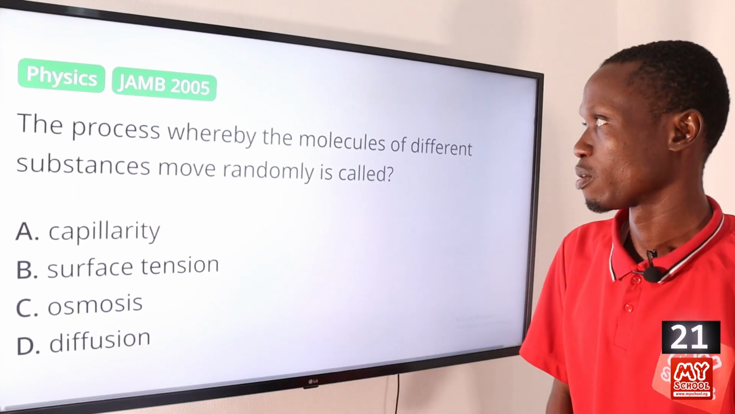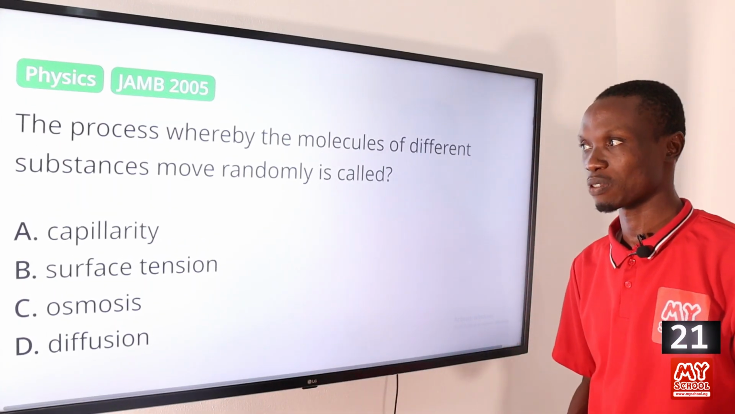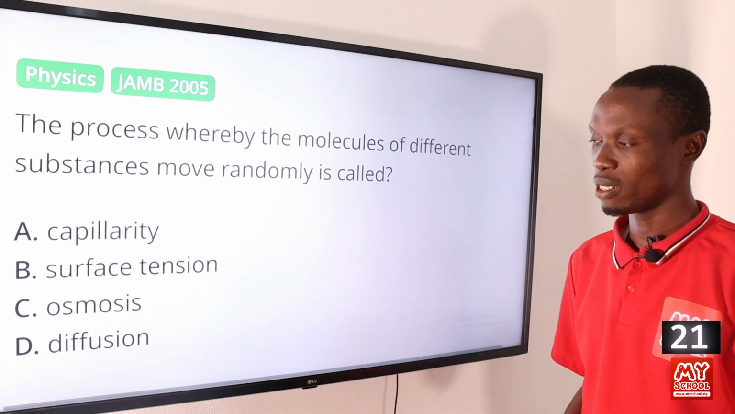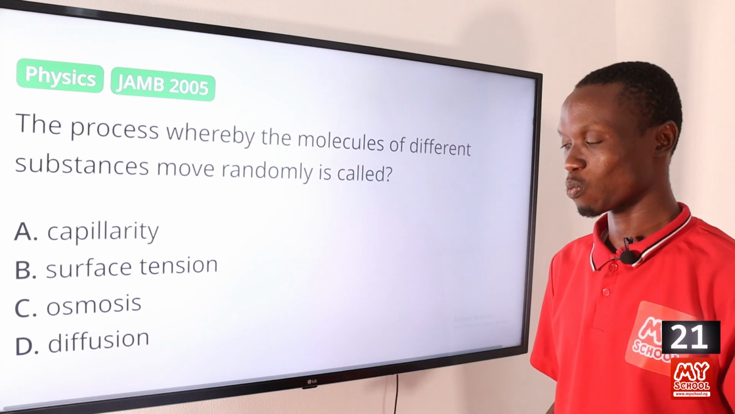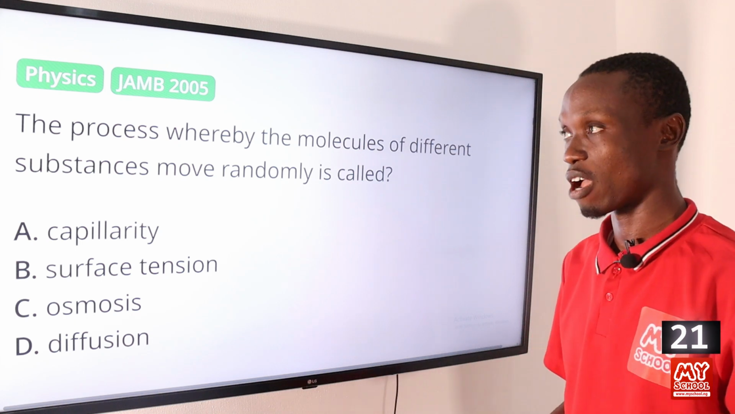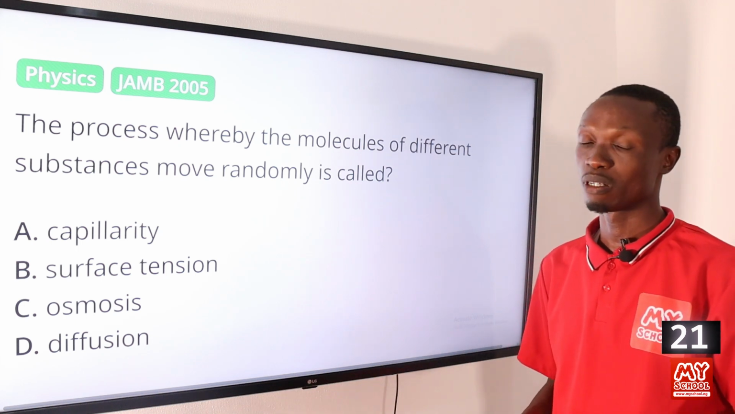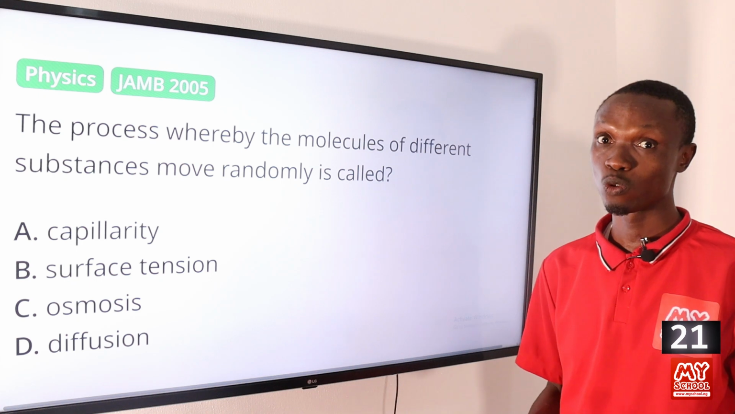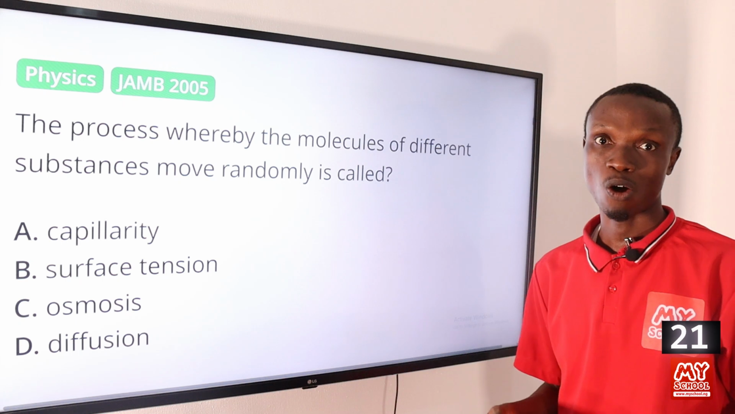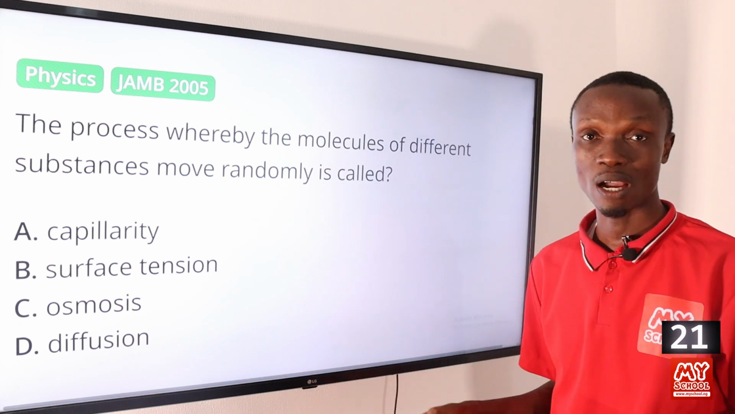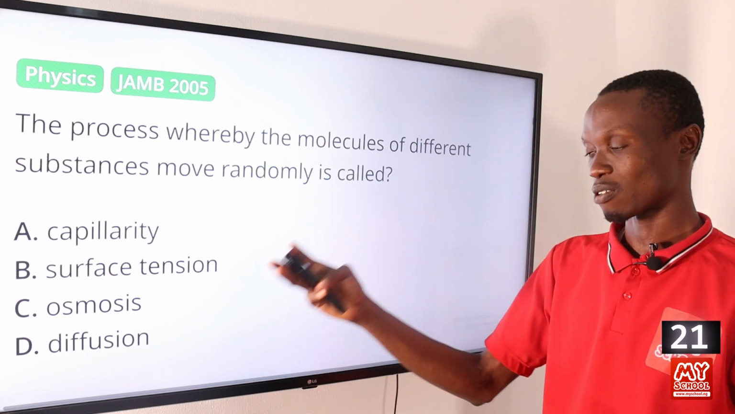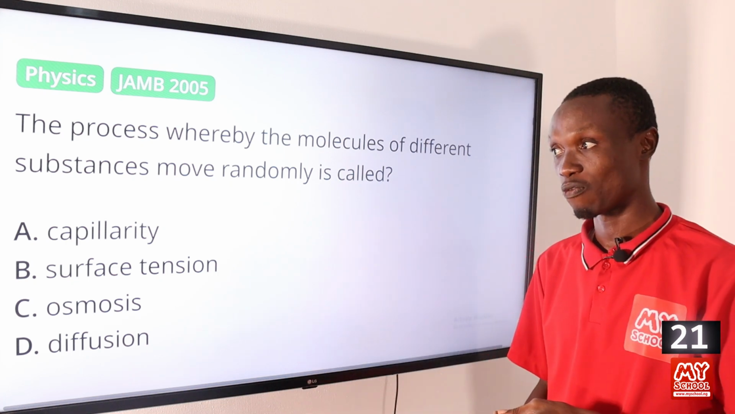Question 21. The process whereby the molecules of different substances move randomly is called A, capillarity, B, surface tension, C, osmosis, and D, diffusion. So the answer to this question is diffusion. Diffusion is simply the process whereby the molecules of a fluid move randomly from an area of high concentration to an area of low concentration, resulting in mixing. So the answer to this question is option D, diffusion.